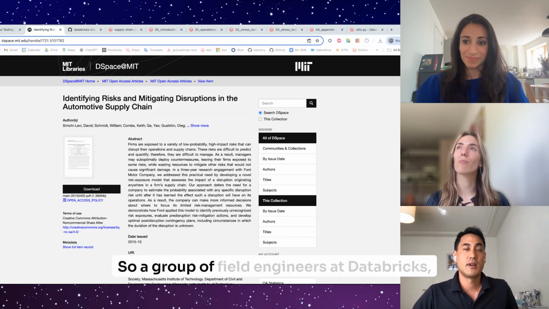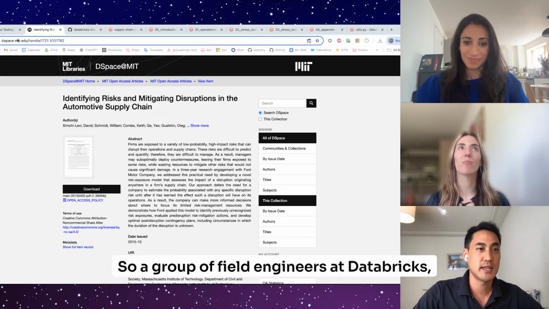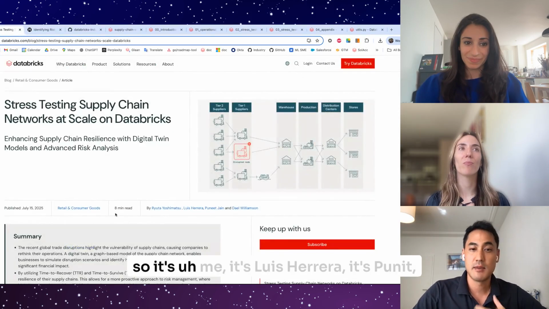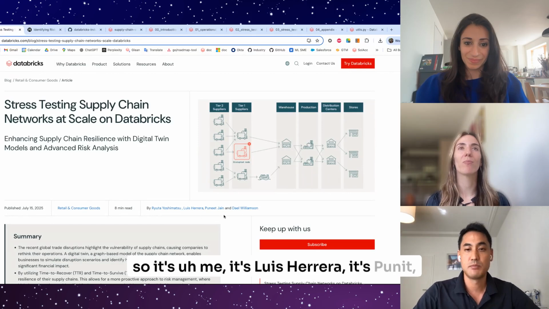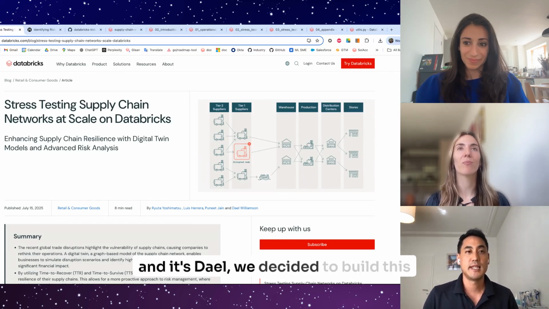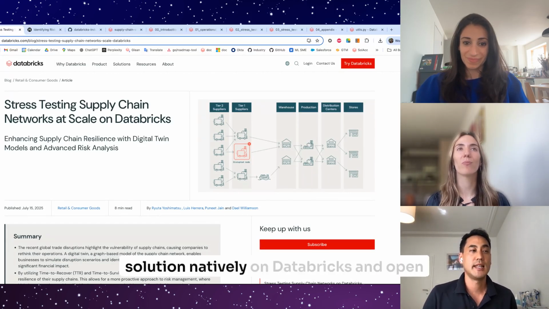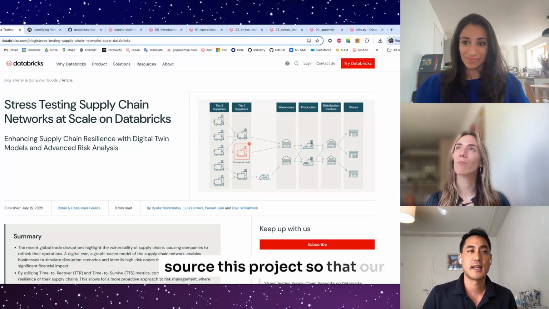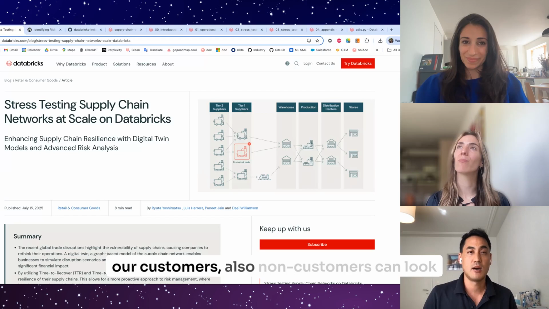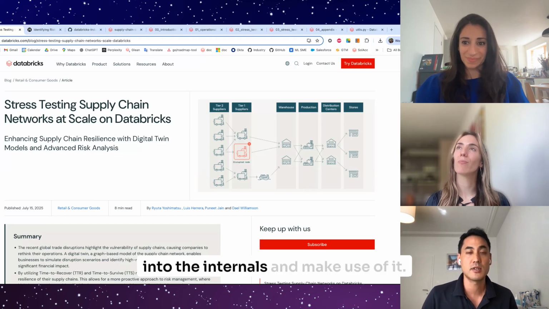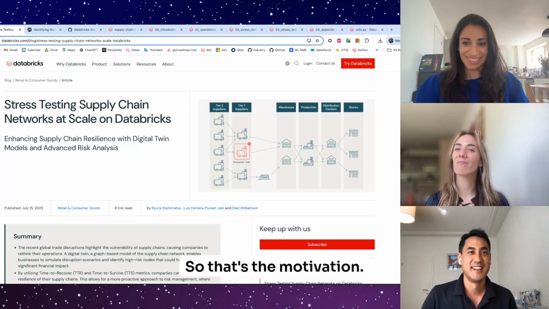So a group of field engineers at Databricks, so it's me, Luis Herrera, Puneet, and Dael, decided to build this solution natively on Databricks and open source this project so that our customers, also non-customers, can look into the internals and make use of it. So that's the motivation.